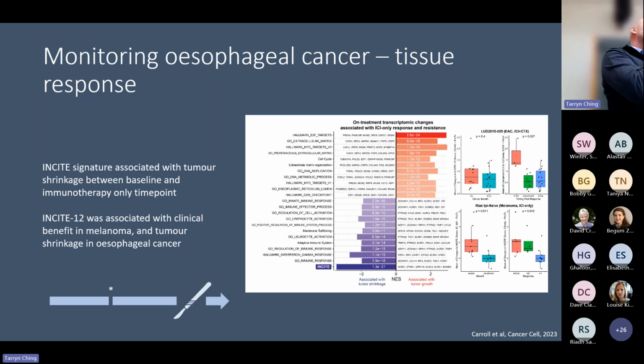So with that, Tom Carroll, another PhD student I worked with, and I developed something called the INSIGHT score, which is an acronym, and I can never remember what it stands for. INSIGHT is a gene signature which associates with tumor shrinkage in that specific 4-week period where patients just had immunotherapy. And we found that not only was that associated with tumor shrinkage in our trial, but when we looked at it in other trials, in melanoma and other cancers, it was associated with survival as well.